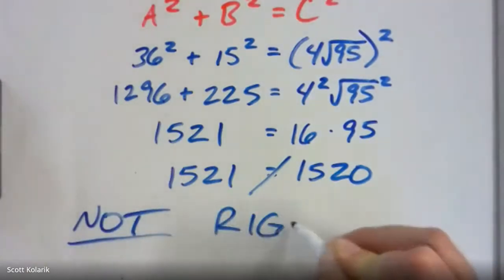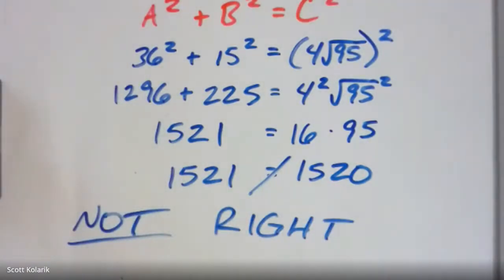It's not a right triangle. There is no 90-degree measurement on the inside of this triangle. Okay, so we use the Pythagorean theorem to confirm or deny whether or not this was a right triangle. That's the other application here.